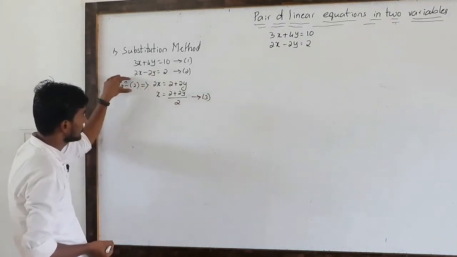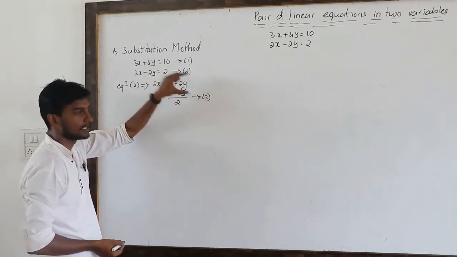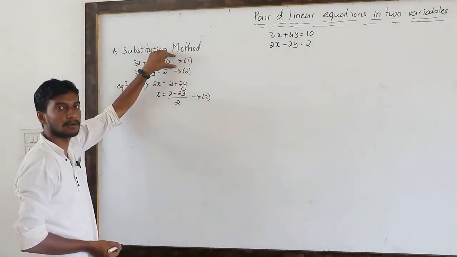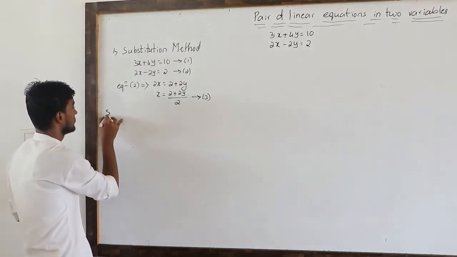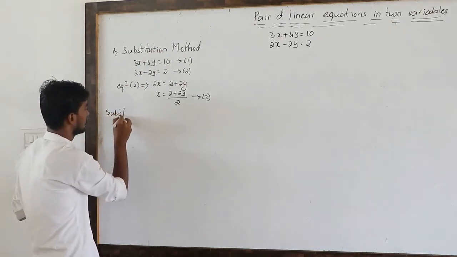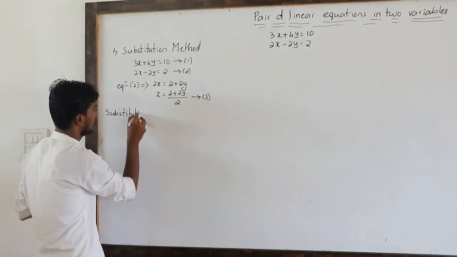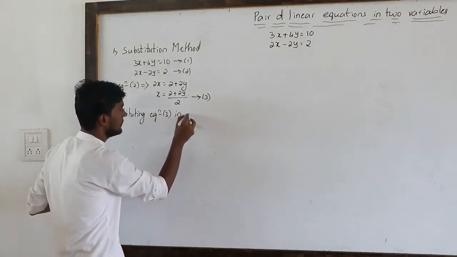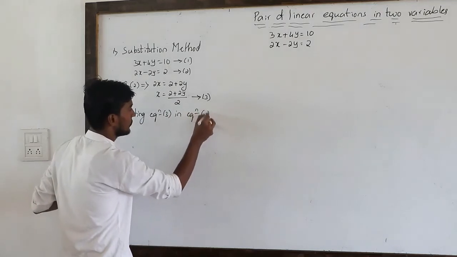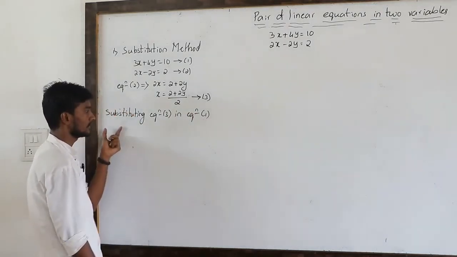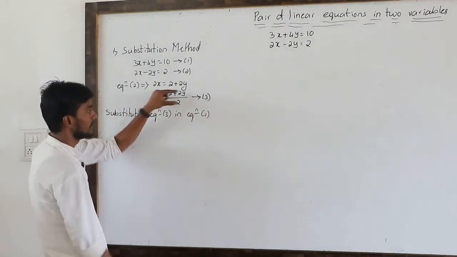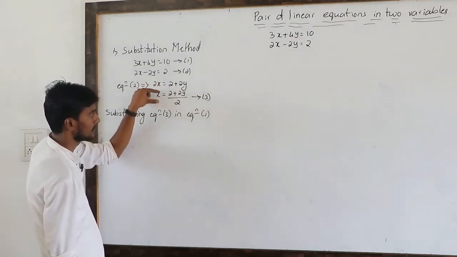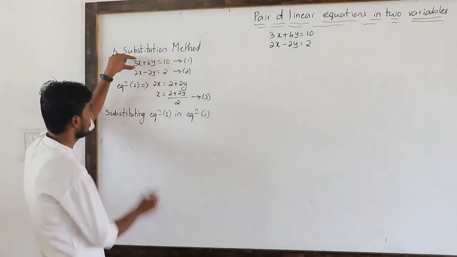By taking equation 2, we have got equation 3. Now this equation 3, how to substitute in equation number 1. Substituting equation 3 in equation 1. Equation 3 is x is equal to (2 plus 2y) divided by 2. This x value we have to substitute in equation number 1.